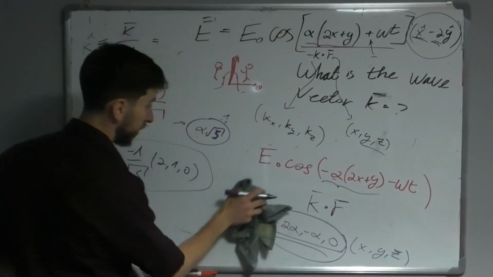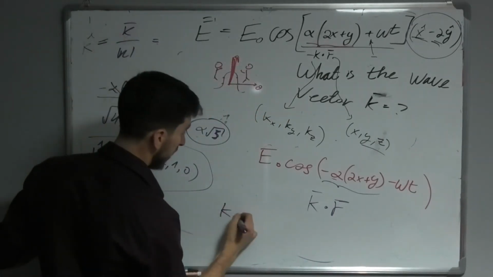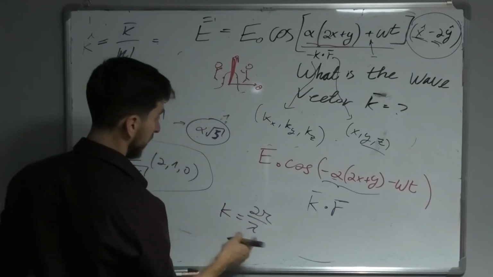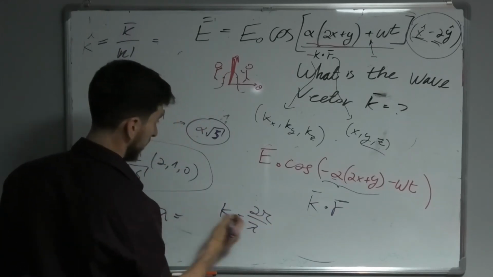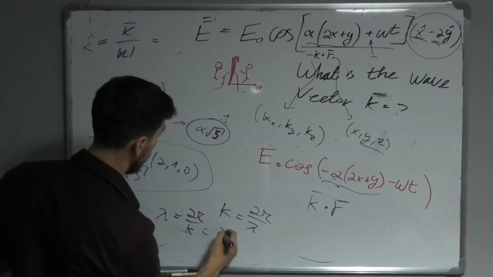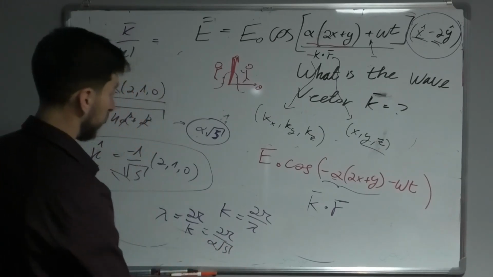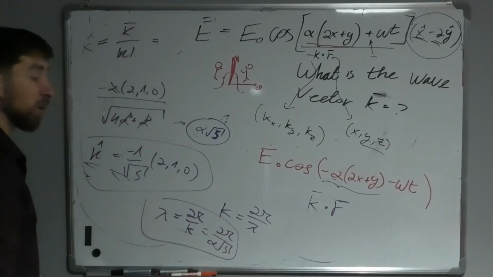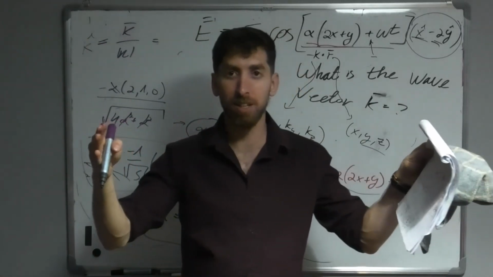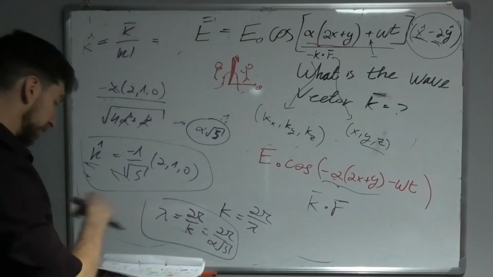Now you can find it using alpha, if alpha is given. So we know that k is equal to 2 pi over lambda. So I can switch them around: lambda is 2 pi over k, and it's equal to 2 pi over alpha square root of 5. So I can find what the lambda is, how the wave looks like, what is the distance that I finish the period. So I can find this term.